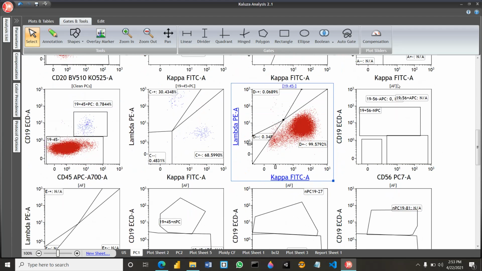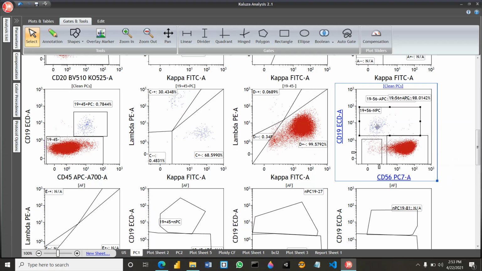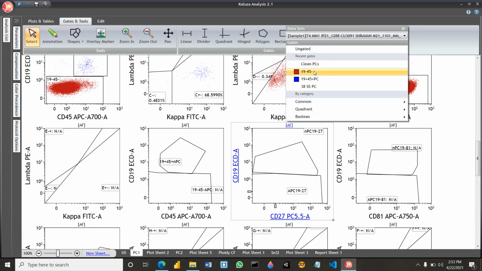And just for confirmation, for further evaluation of this data, let's see what was the expression pattern of these plasma cells in CD19 and CD56. So you can see the polyclonal plasma cells which are here are CD19 positive, CD56 negative, and the clonal plasma cells are nicely CD56 positive, and they are CD19 negative. We have other markers like CD19 and CD27, so we can look into that also.